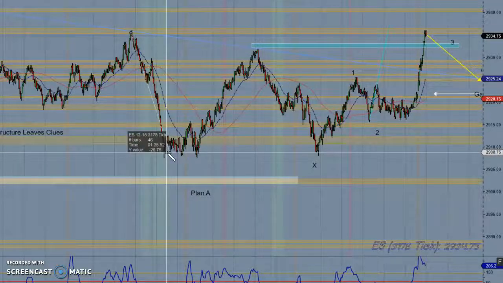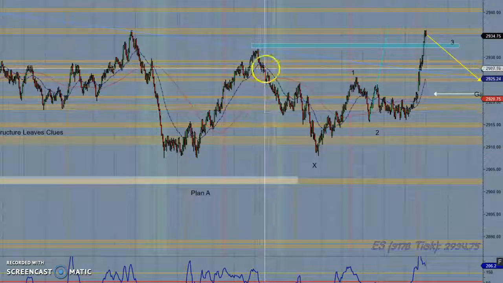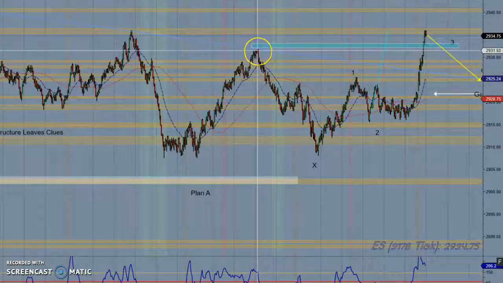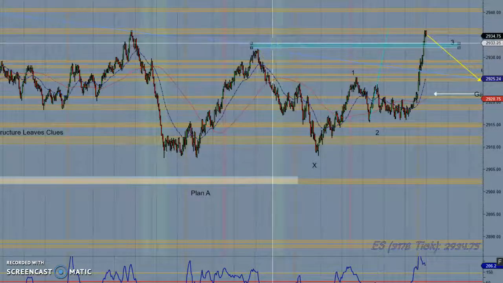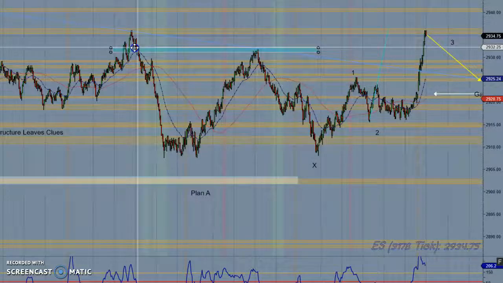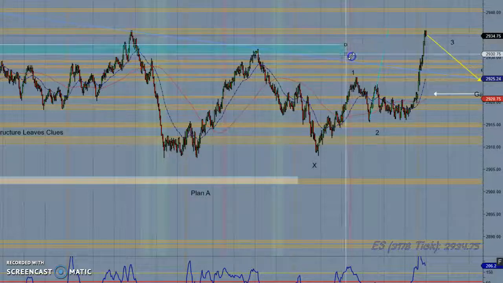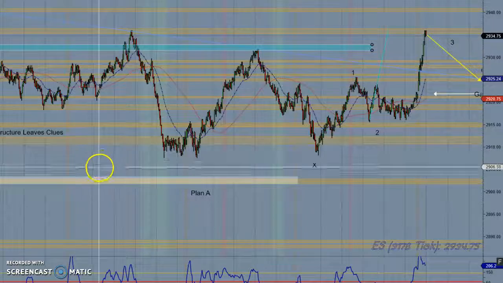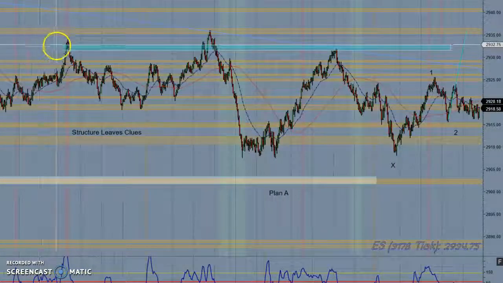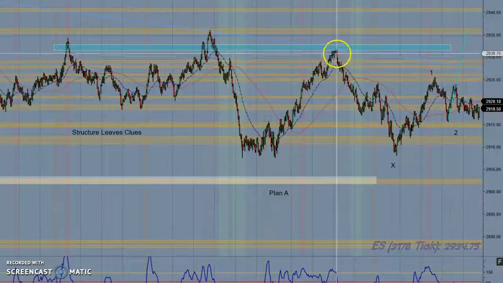About 26.75 points down, and we came up here and the market stalled there. It stopped there, right? It stopped there. So we're expecting this area to be a support, because if you look at this pivot point, that's the same thing it did right here.